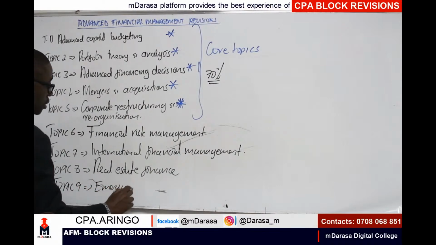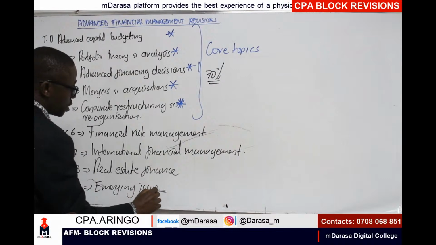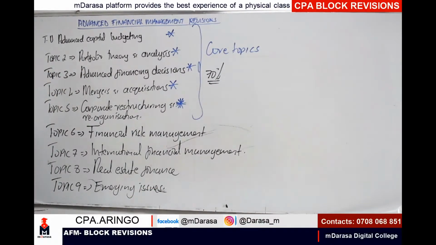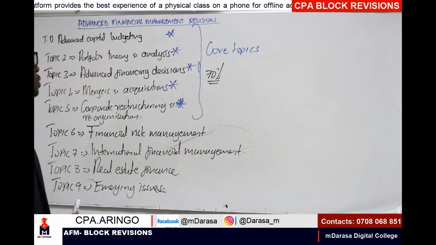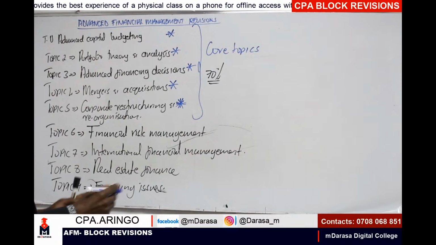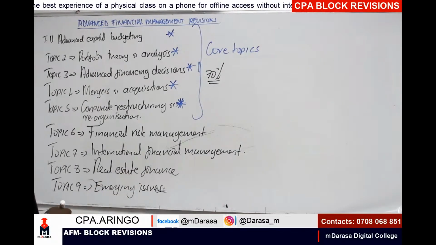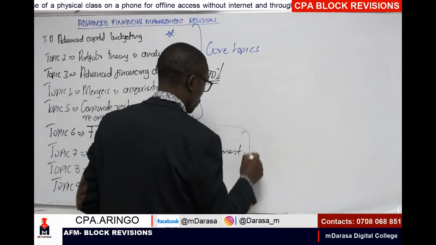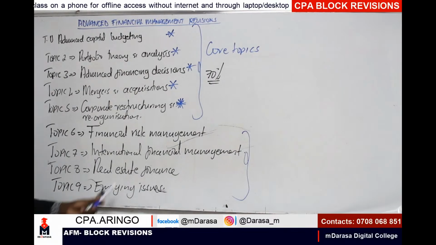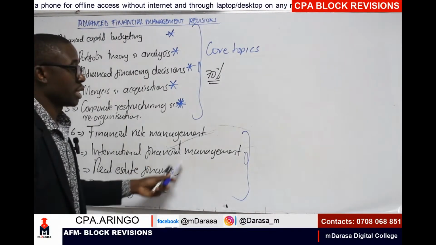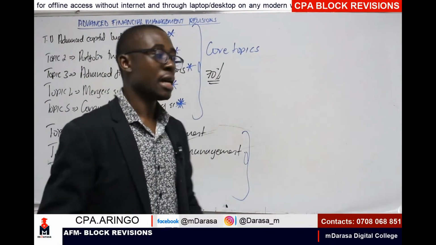Emerging issues. So literally these are the 9 topics that you'll be expected to cover. We've agreed the first 5 topics will constitute like 70%. It can also go up to 75% of whatever is going to be tested. Now the remaining 30%, of course, will be shared amongst the topics that have remained.